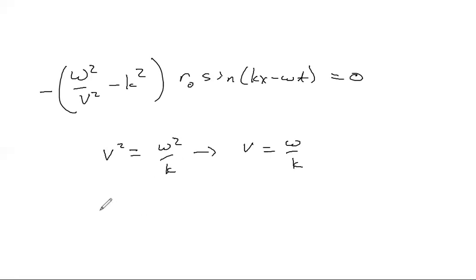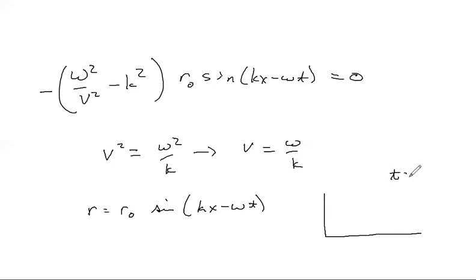Just some comments about interpreting this. So we have a right mover, which is r0 times sine of kx minus omega t. So this is going to be periodic both in time and space. If you draw, say at t equals 0, some snapshot in time, what you would get is a graph that looks sinusoidal.